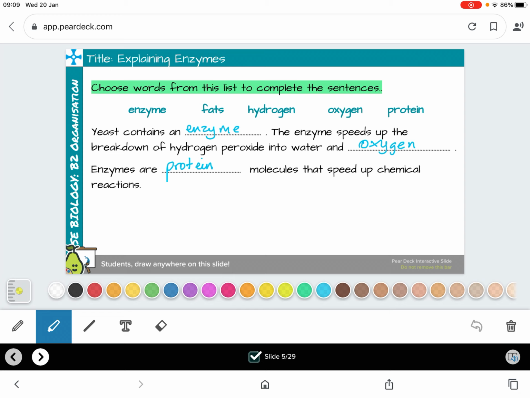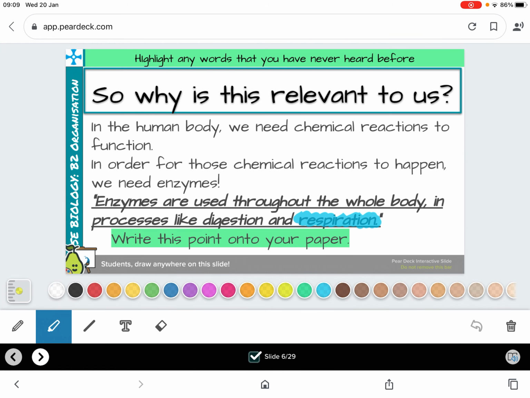Enzymes are protein molecules that speed up chemical reactions. So you should have written that sentence on your piece of paper. Okay, why is this relevant to us? Well, all the chemical reactions in our body, what we call metabolism, the sum of all the reactions in our body, are usually all catalyzed by an enzyme.